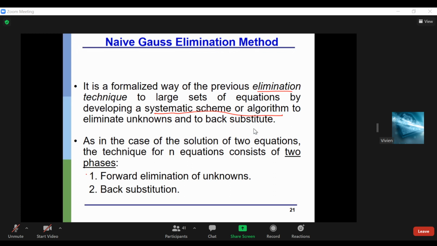The method consists of two stages. The first one is forward elimination, where we eliminate all the variables until we have only one variable left, so that we can solve for that one variable. Once we have that variable, we do backward substitution, inserting it back into the previous equations to find the other unknowns.